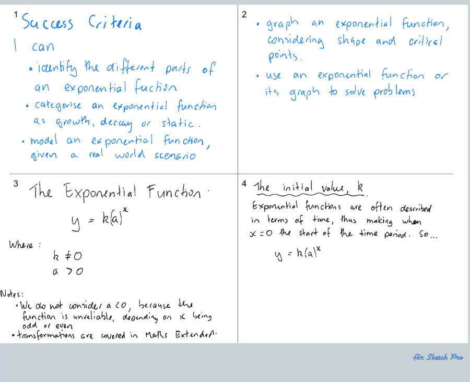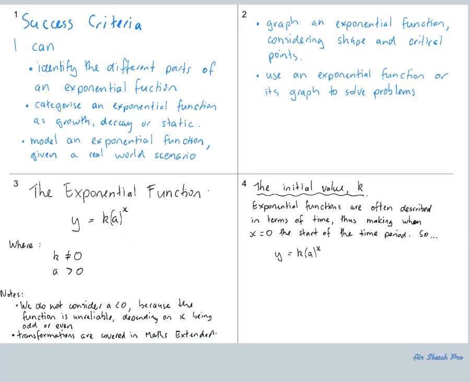So there's the success criteria as I just chatted to the class about, and now we're looking at slide 3 and the general form of the exponential function. Probably don't bother writing the notes down there unless you think that's useful for you to see. The exponential function looks like this: y is equal to k, where k is just a constant value, multiplied by a to the power of x, which typically gets put in brackets.